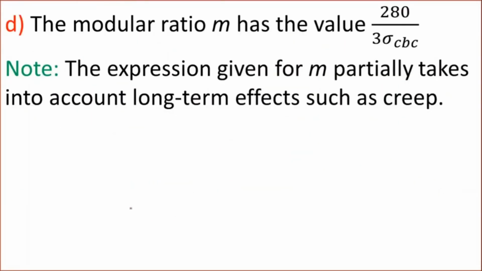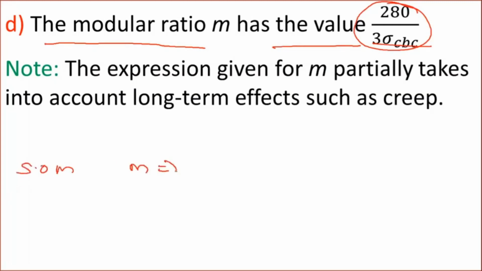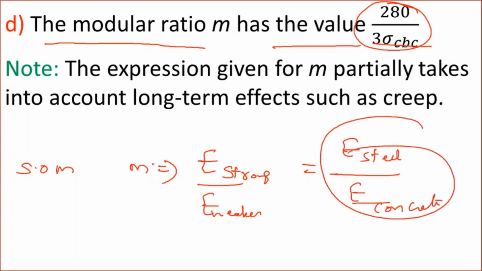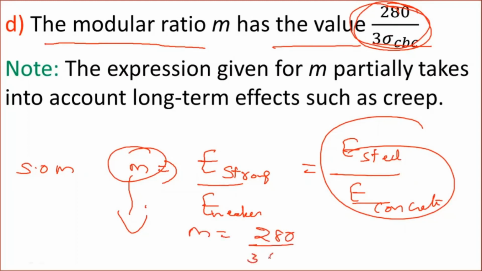And the last assumption is the modular ratio m has the value of 280 by 3 sigma cbc. If you see in strength of materials, the formula for the modular ratio is Young's modulus of the stronger material divided by Young's modulus of the weaker material. In case of RCC, the stronger material is steel, so you can take E steel by E concrete. So this has to be the actual formula of the modular ratio. But in the working stress method, the formula given is m equal to 280 by 3 sigma cbc.